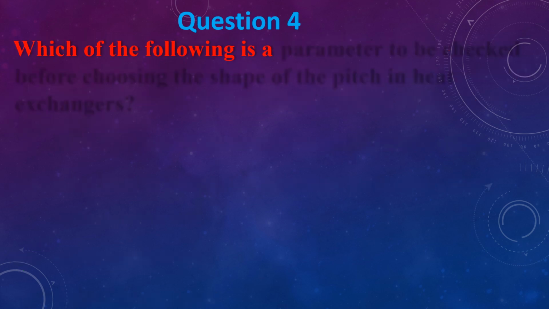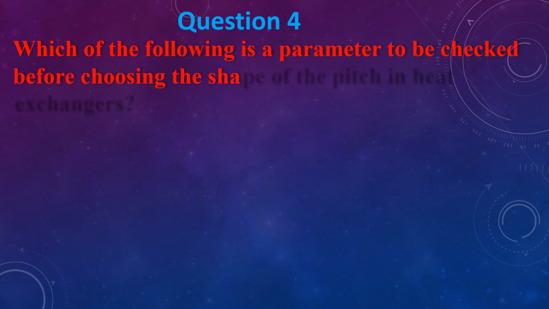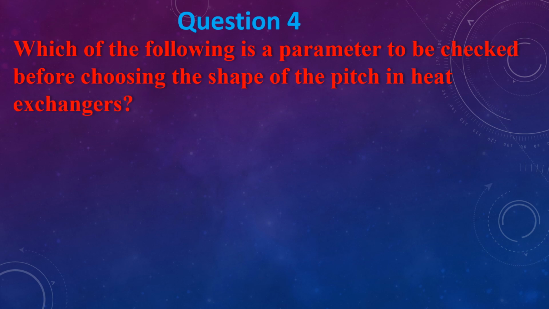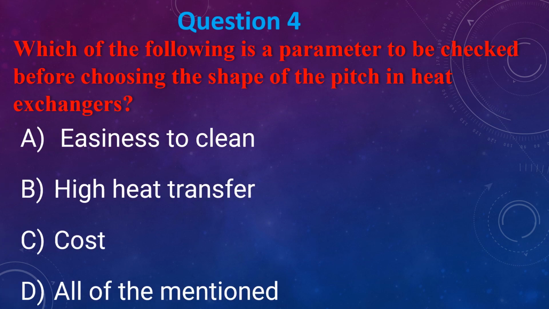Which of the following is a parameter to be checked before choosing the shape of pitch in heat exchanger? A. Easiness to clean. B. High heat transfer. C. Cost. D. All of the mentioned. The answer is D. All of the mentioned.